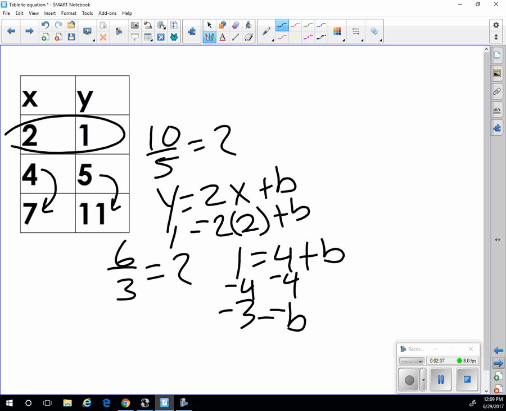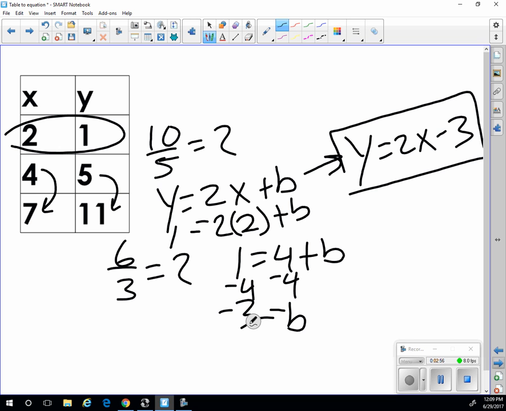So now I can rewrite this equation as y equals 2x. Instead of saying plus -3, I will just say -3. And that's the same as we got with graphing it.